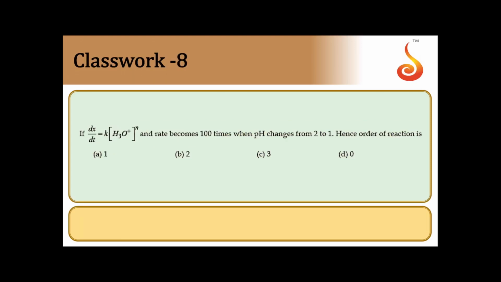Next one, eighth one. dx by dt is nothing but rate. Rate is given as k into H plus to the power of n. Rate becomes 100 times when pH is changing from 2 to 1. Then what is the order of reaction?